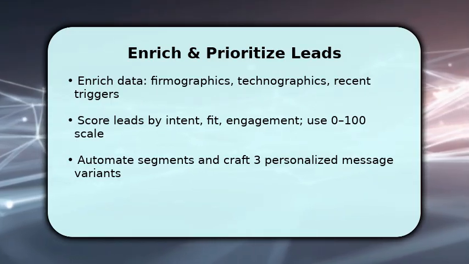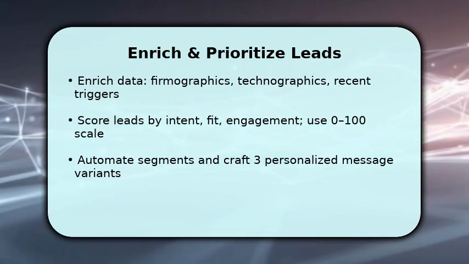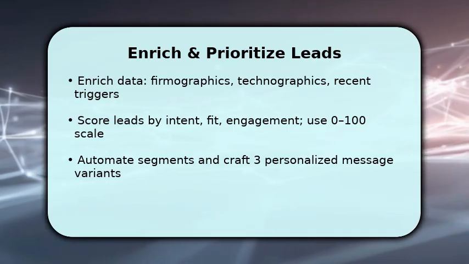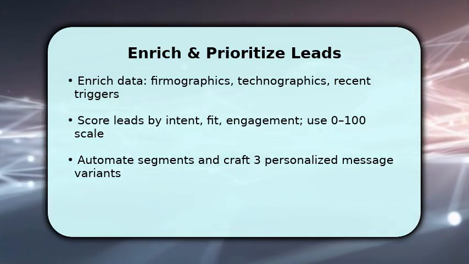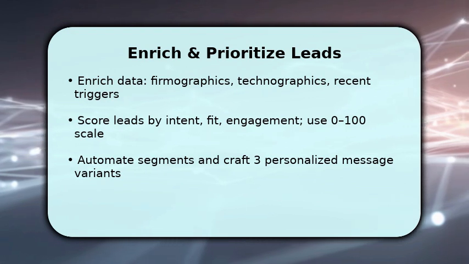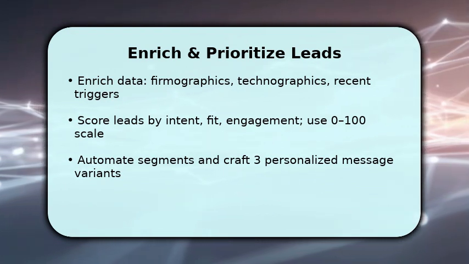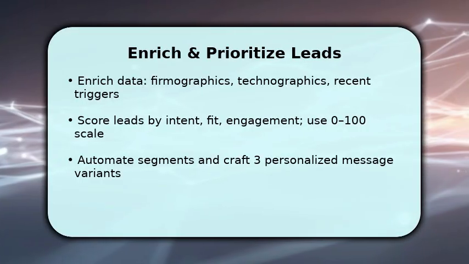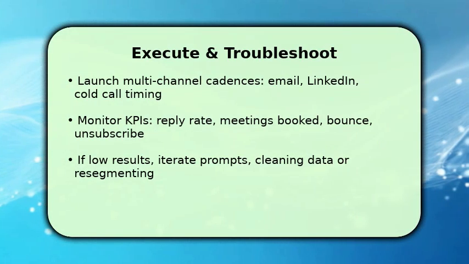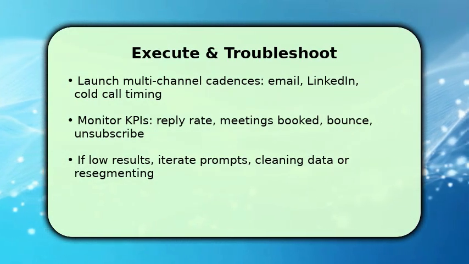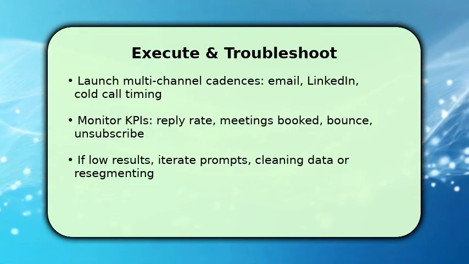Once scored, segment leads into high, mid, and low priority and generate 3 tailored message variants per segment. Use A/B testing on subject lines and hooks, and feed performance back to retrain prompts so the system improves its personalization over time. Finally, execute multi-channel cadences and sync responses to your CRM so you can track pipeline contribution.